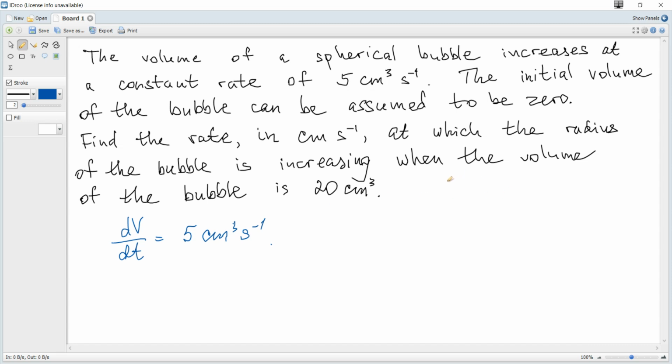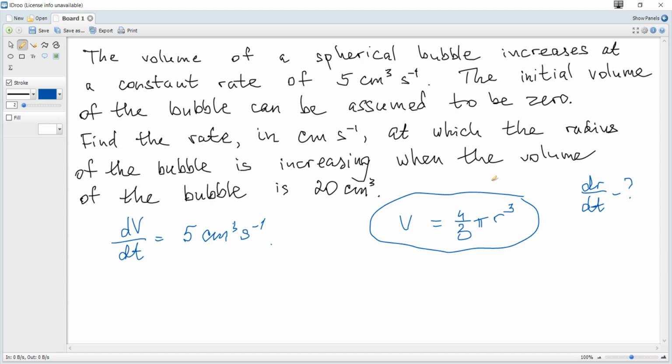The next, it's about a sphere, so we should consider the formula for a sphere. Volume is 4 over 3 pi radius cubed. And then find the rate at which the radius of the bubble is increasing. So we need dr over dt. And for this dr over dt to arise, we should just differentiate this equation.